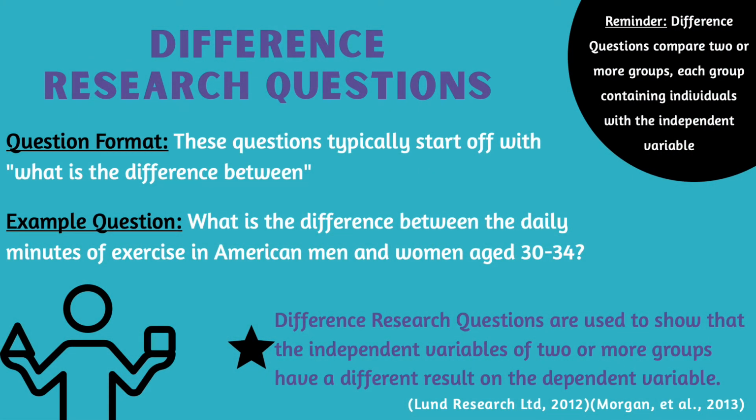The first type of research question is a difference research question. These questions typically start off with, what is the difference between? An example would be, what is the difference between the daily minutes of exercise in American men and women aged 30 to 34? They are used to show that the independent variables of two or more groups have a different result on the dependent variable.